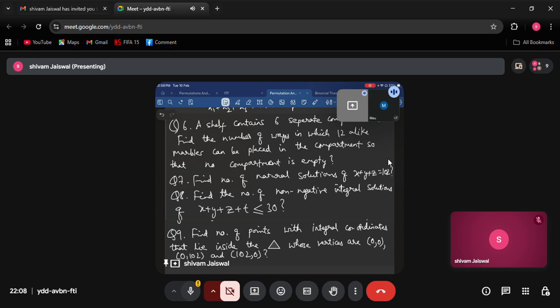Yes, number 6 is correct. The distribution of alike objects is very much important. Yes, on any right answer. Which answer is this? 7. Yes, correct, correct.